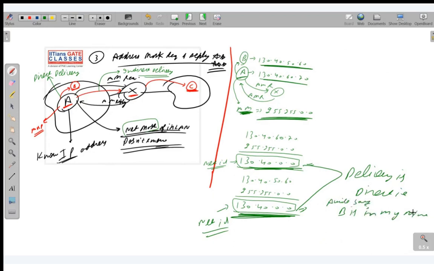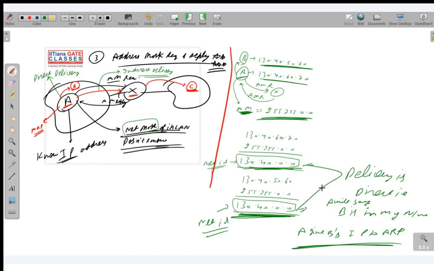Now since B is in my network, it will simply give this IP address to ARP. Then ARP will send a query packet, get a reply, and so on. It will do all the things, and finally it will get the physical address of B, and then A will send the frame to B. That's it. A gives B's IP address to ARP, then ARP sends the query packet, and so on. Everything will be done perfectly.